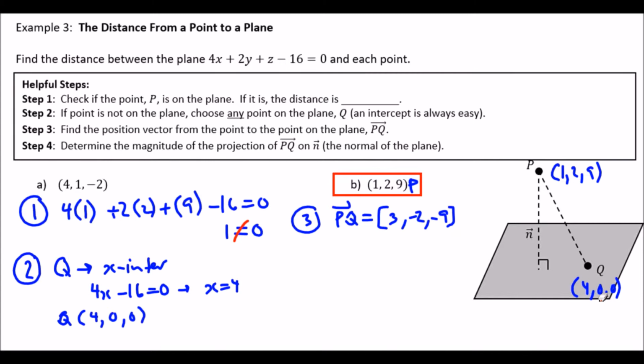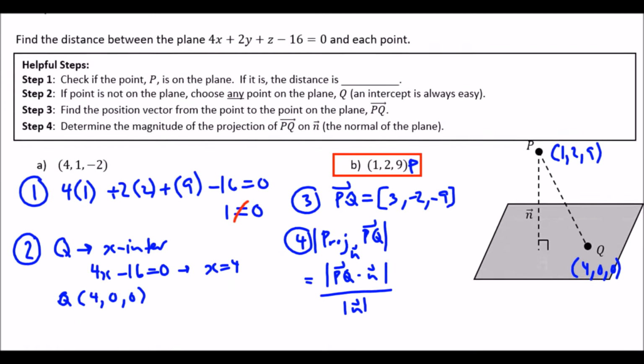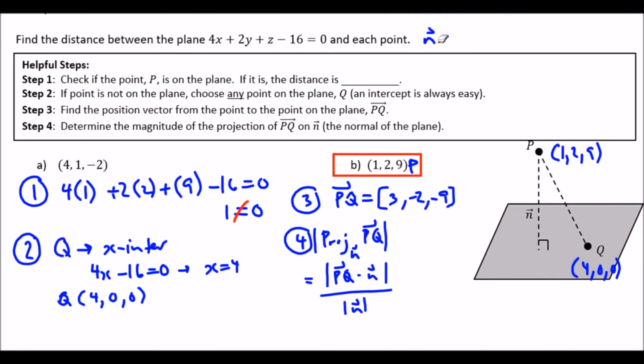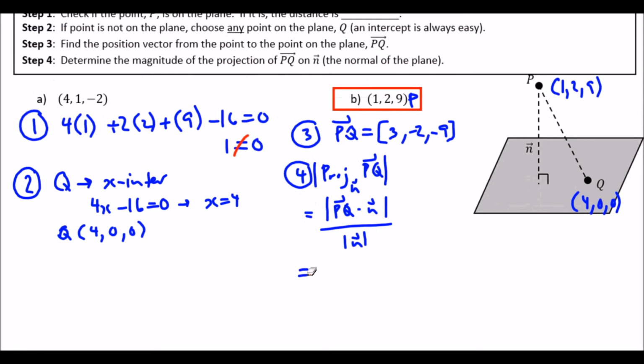Okay, that's step 3. Step 4, I'm going to find the magnitude of the projection of PQ onto the normal. That's magnitude. So what's that equal to? That is equal to the magnitude of PQ dot N over the magnitude of my normal. All right. Now again, my normal of this plane is 4, 2, 1. So here we go. So this is going to be equal to the magnitude of 3, negative 2, negative 9, dotted with 4, 2, 1.